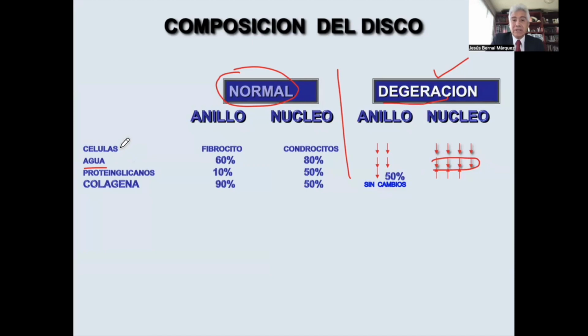The cells that were present, especially in the nucleus pulposus, which are chondrocytes, also practically disappear. Chondrocytes are the main changes, and these occur both in the nucleus pulposus and in the annulus fibrosus, where above all, collagen can drop to 50% or sometimes present few changes. It is a degenerative process.